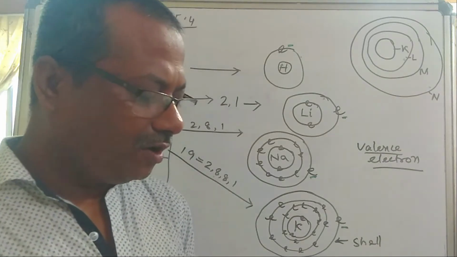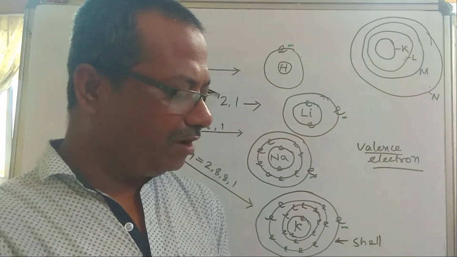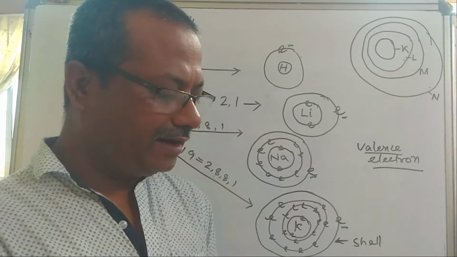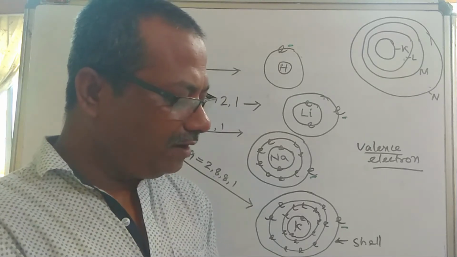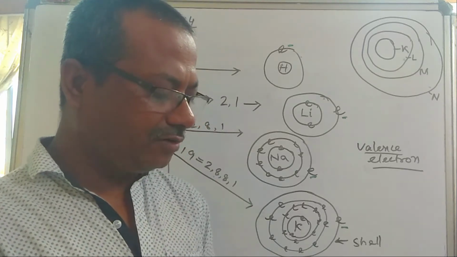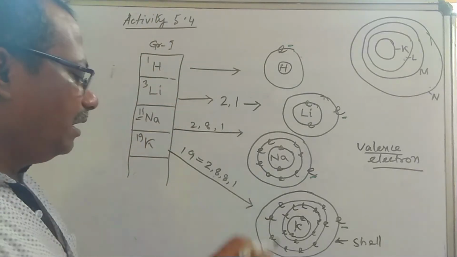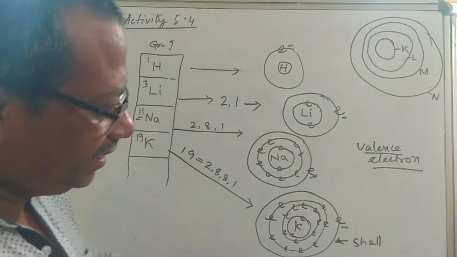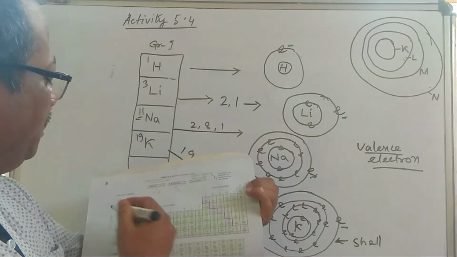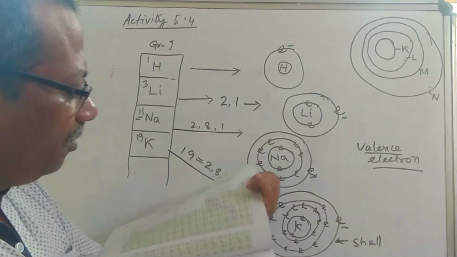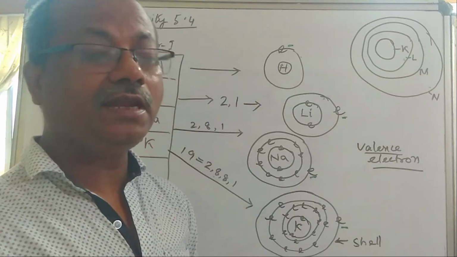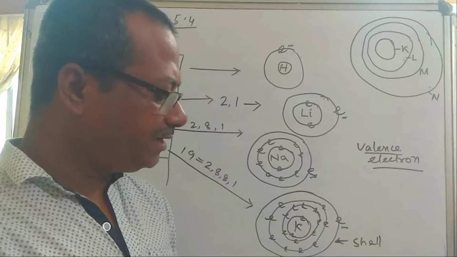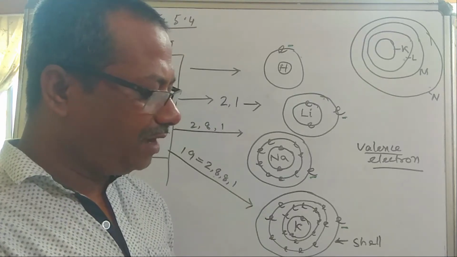Now what is given in your book? You will find that all these elements contain the same number of valence electrons, that is 1. Similarly, the elements present in any one group have the same number of valence electrons. There are 18 groups in the modern periodic table. If you take any group, the number of valence electrons will remain the same in that group.